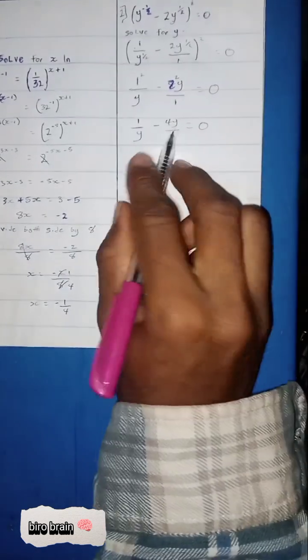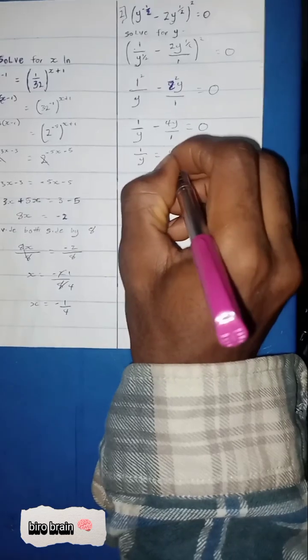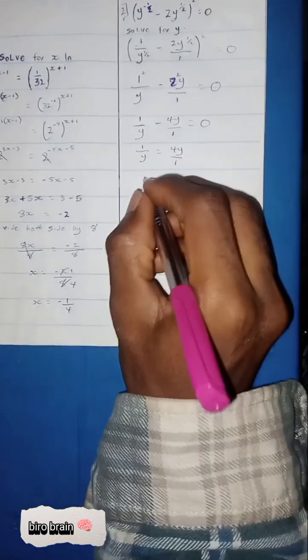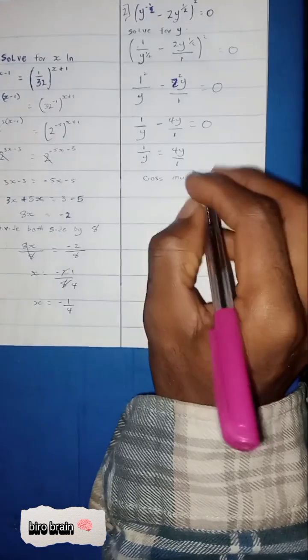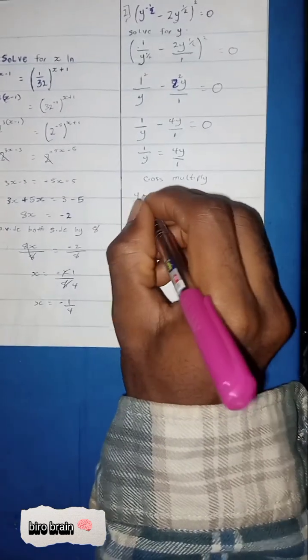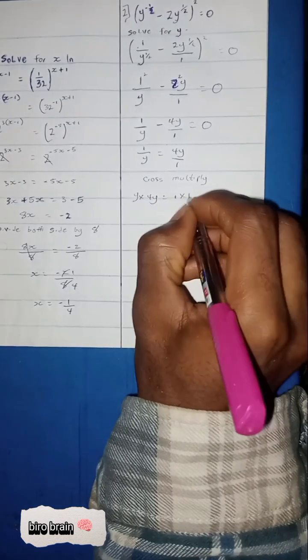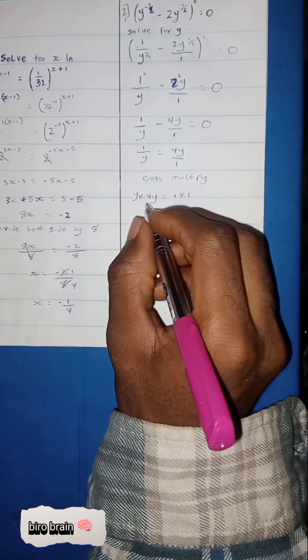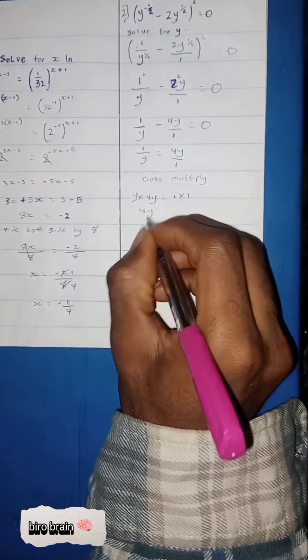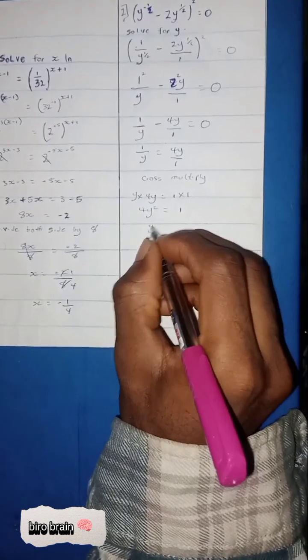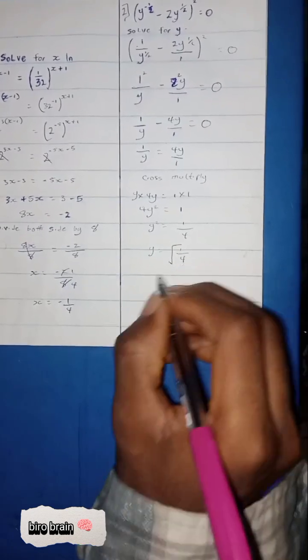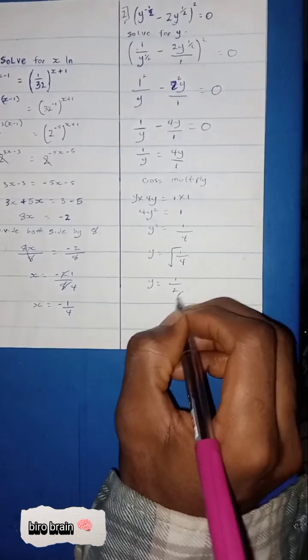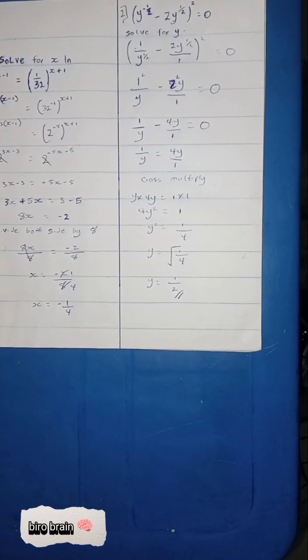Then this minus 4y is crossed to the other side, making it 1 over y is equals to 4y over 1. Now cross multiply. We're having y times 4y is equals to 1 times 1. This 4y times y is equals to 4y square equals to 1. And y square is equals to 1 over 4. And y is equals to the square root of 1 over 4, which is y is equals to 1 over 2. And this is the answer for question 2.